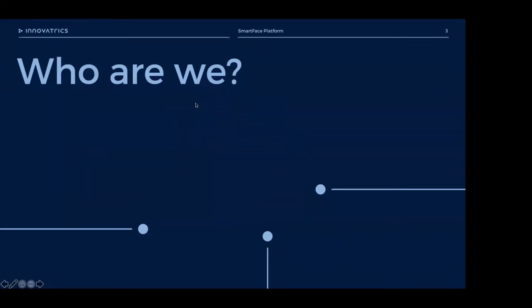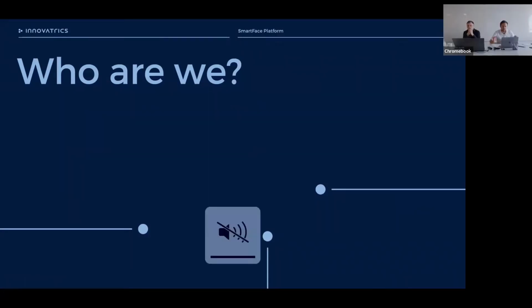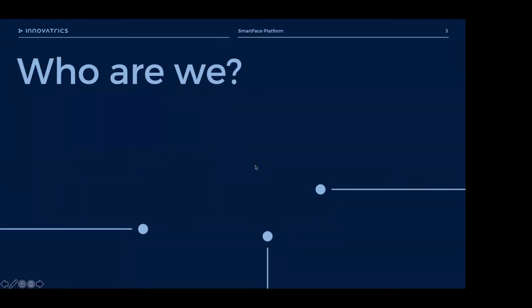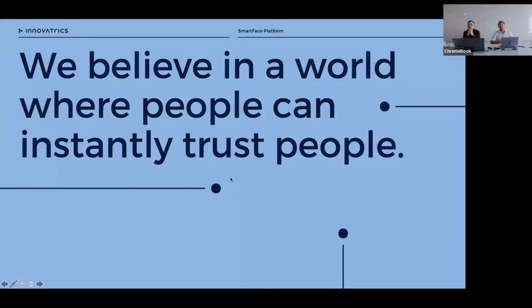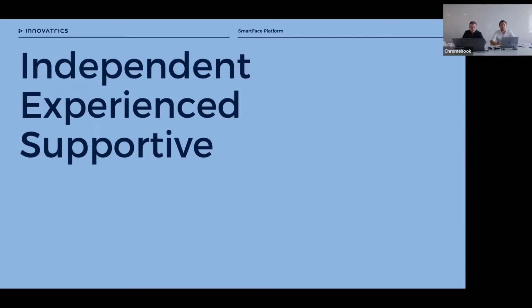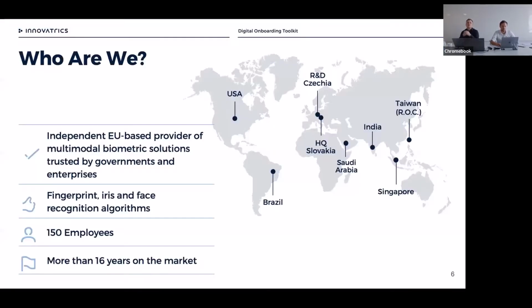Innovatrix has been on the market for more than 50 years. And we believe in a world where people can instantly trust other people by relying on the right technology, biometric technology. We are independent, we are experienced, and we also support our partners in terms of delivery, trainings, as well as education. We are based in Slovakia, sharing the R&D with Brno in the Czech Republic, but we have teams all around the world.